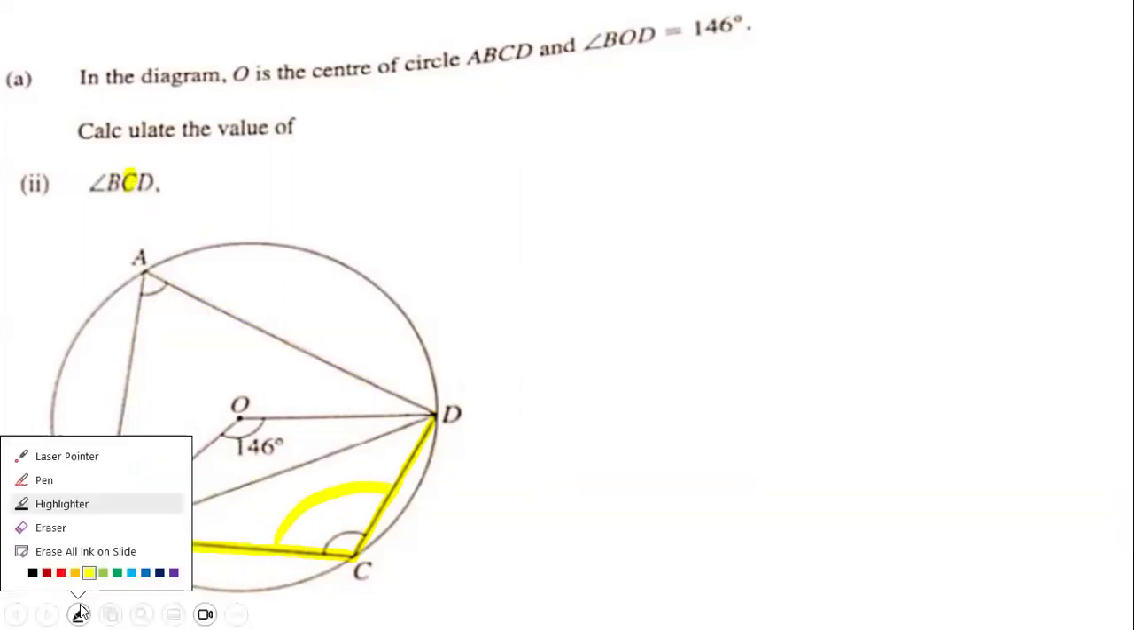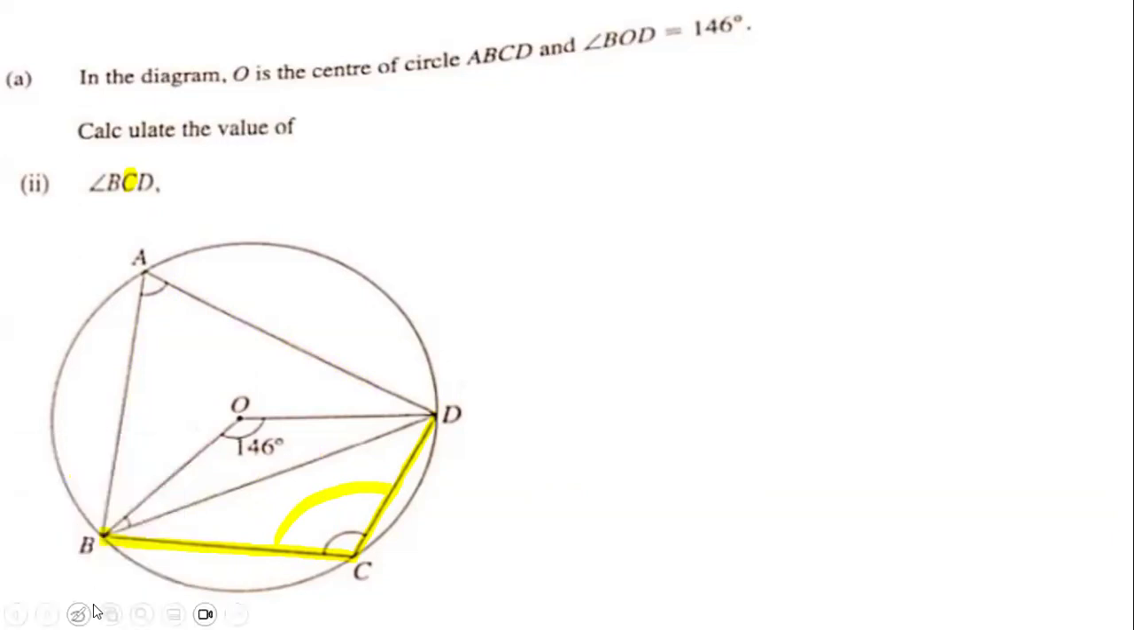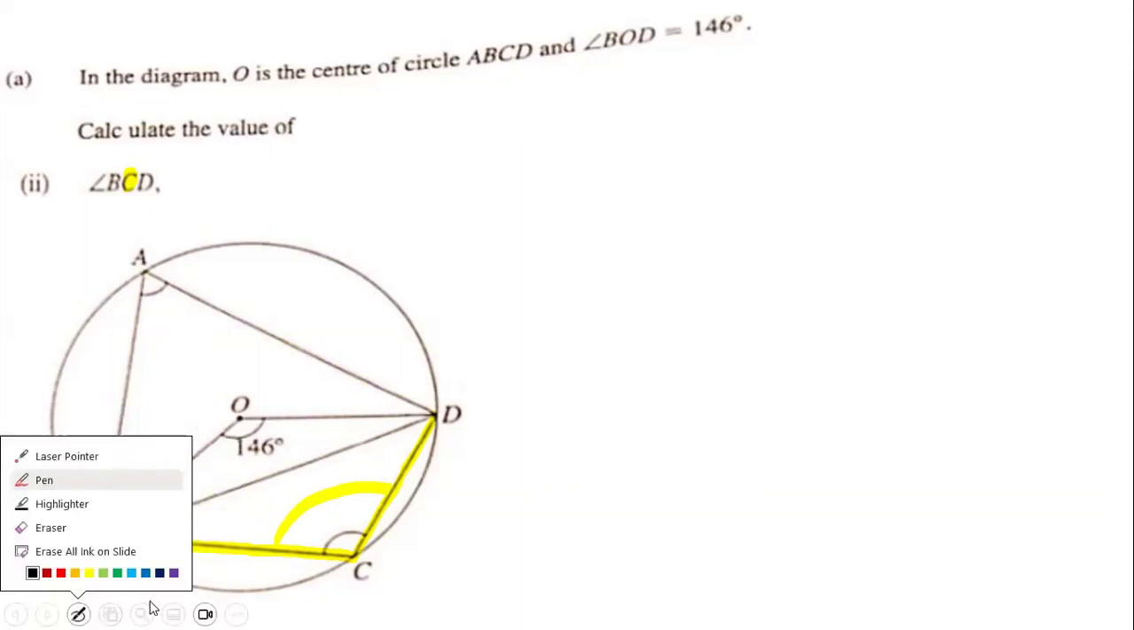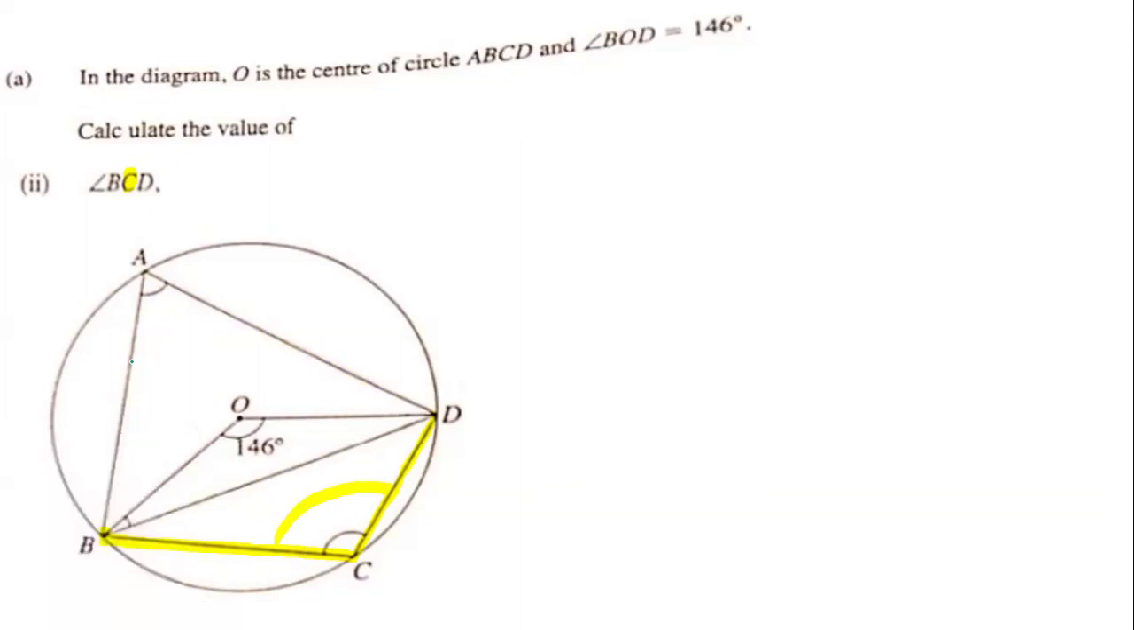Now, one thing we do know from the previous question is that this angle, let me use a different color, this angle right here is 73 degrees. We saw this angle right there is 73 degrees. And if you notice, this is opposite to this one. That's important. And what else is important is that we're dealing with a cyclic quadrilateral.